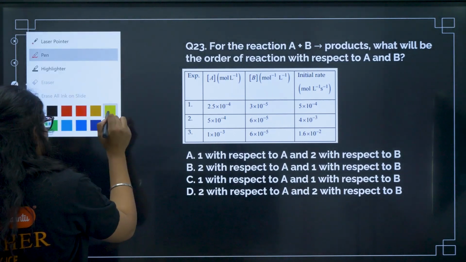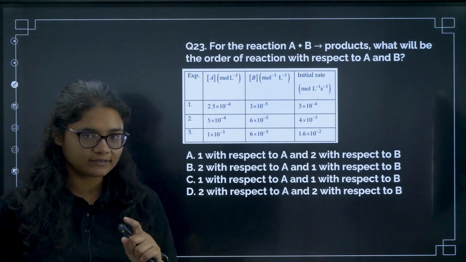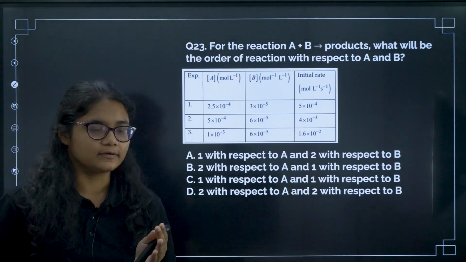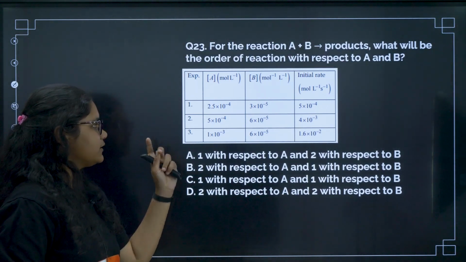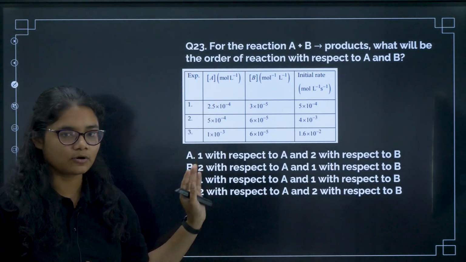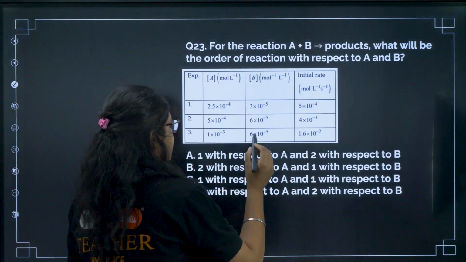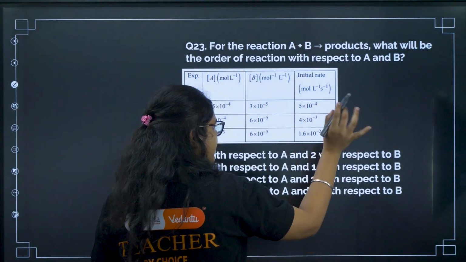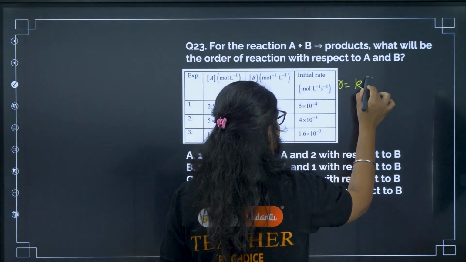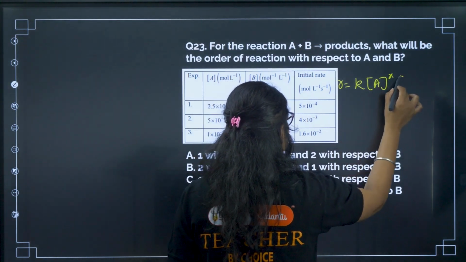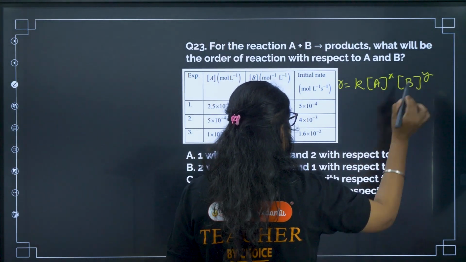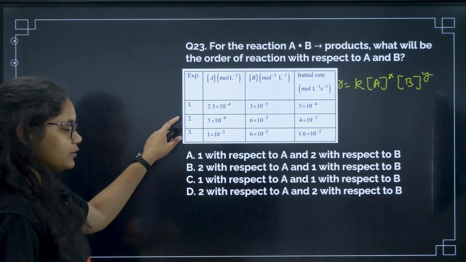So first of all, you have to take those reactions where one of the concentrations is constant. You can see in reaction 2 and reaction 3, the concentration of B is constant, right? So let us take these two reactions. First of all, let us write a general equation: R is equal to K into A to the power of X and B to the power of Y, right? So first I will write R2 and R3.